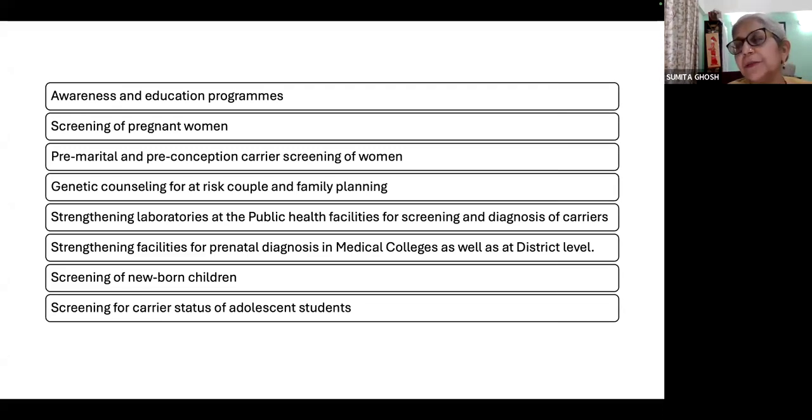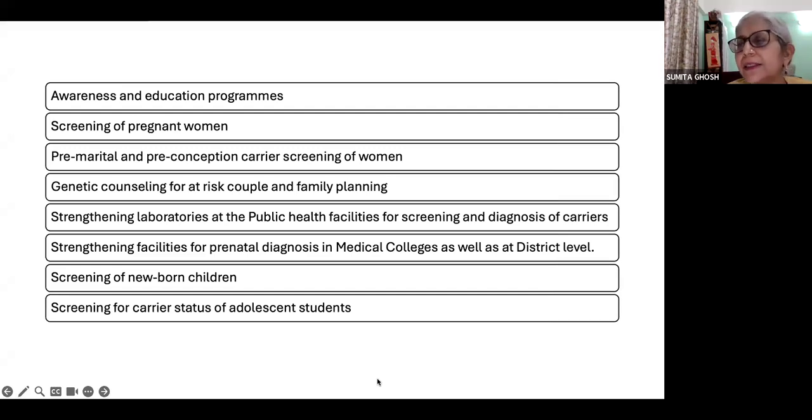Premarital and preconception carrier screening is a very important step, as has been discussed already. If we know the carriers, we can give counseling before marriage, and during marriage, we can do some kind of screening of the prospective groom.